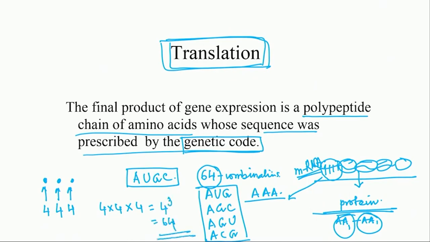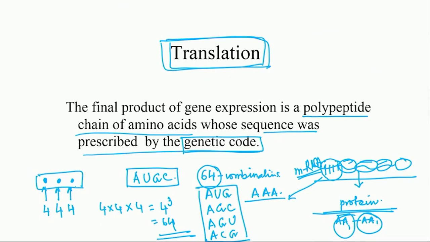So, the total number of possibilities is 4 into 4 into 4, that is 4 cubed, which becomes 64. These three-letter codes actually code for a particular amino acid. That means a single base cannot code for a particular amino acid, nor can a two-letter code translate into an amino acid. It requires three letters, that means three bases in the RNA, that code for a particular amino acid.